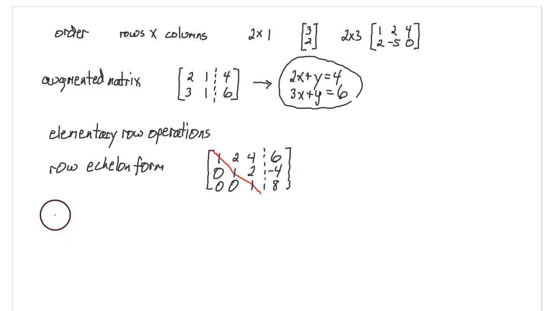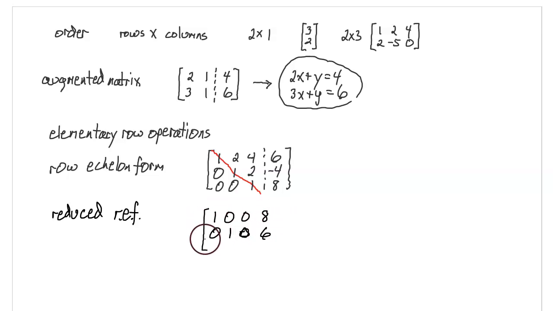The next vocabulary word is reduced row echelon form. A matrix is in reduced row echelon form when it has the diagonal arrangement of ones, but there are zeros in all other positions. Let me show an example of that. Observe the diagonal pattern of ones, and notice that these are all zeros here, and these are all zeros here.